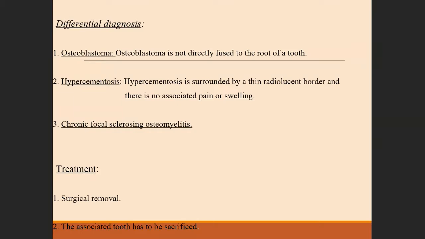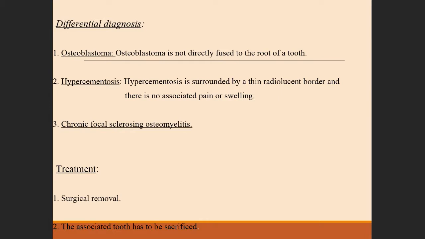Now, osteoblastoma is a benign tumor of bone. So you can see a lot of osteoblasts proliferating. Here the tumor tissue will not be fused to the root of the tooth. It will be within the bone. In some cases, it might look as though it is beneath the root of the tooth, but it will not be fused to the root of the tooth.